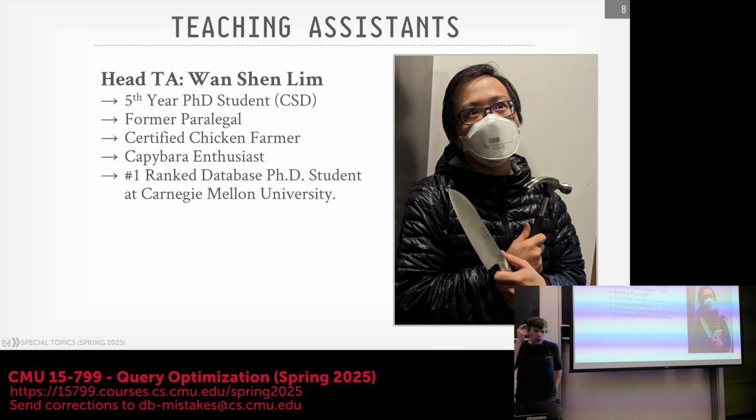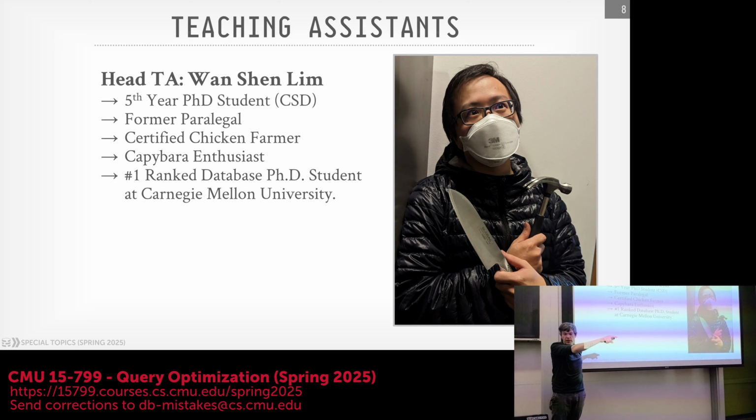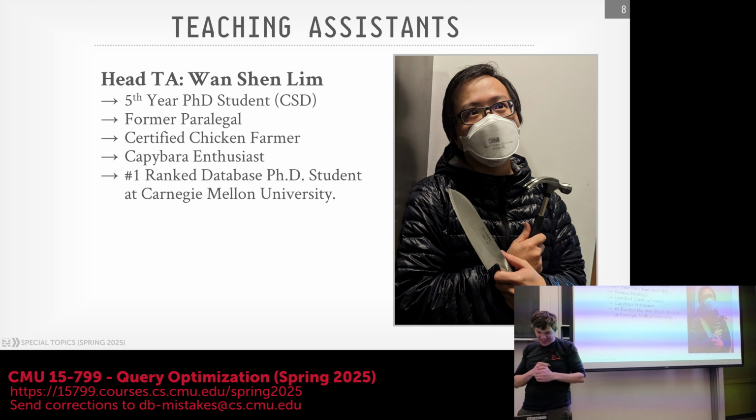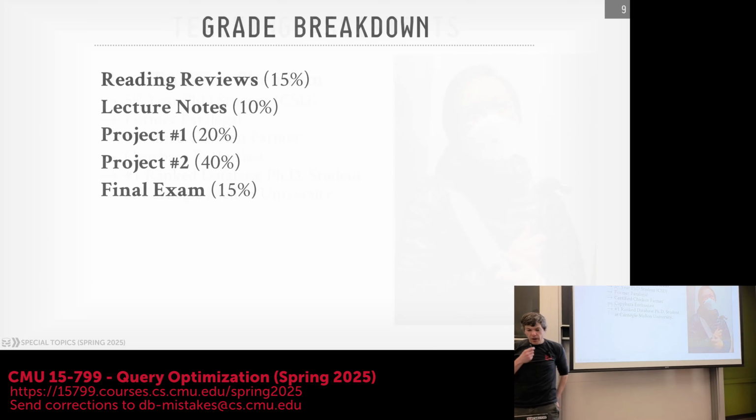We have one TA for the course over there, Wan Shan Lim. He's the number one ranked database student at Carnegie Mellon University, a database PhD student. He is smarter than I am. He doesn't know yet. He'll graduate and then figure it out. He's also a certified chicken farmer. So if you have any questions about chickens, he hates chickens with a passion. But anyway, Wan's helping us out this semester, and he'll post his office hours, and he'll be posting on Piazza as well.